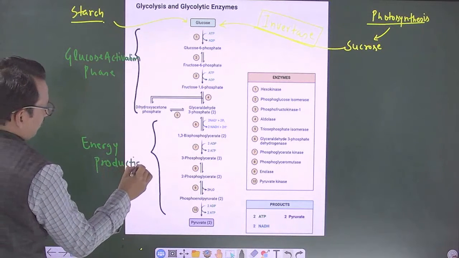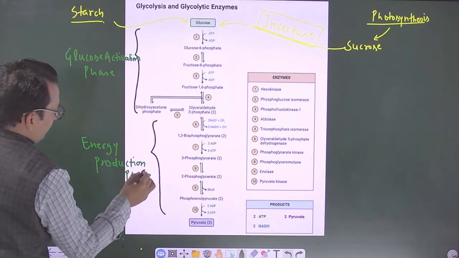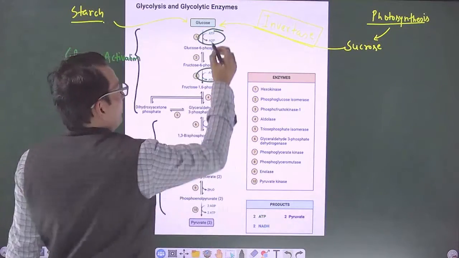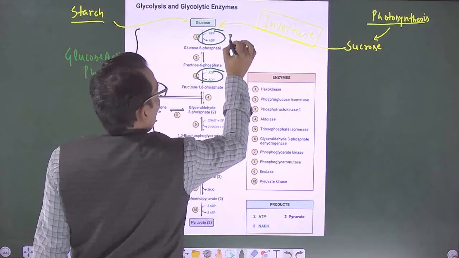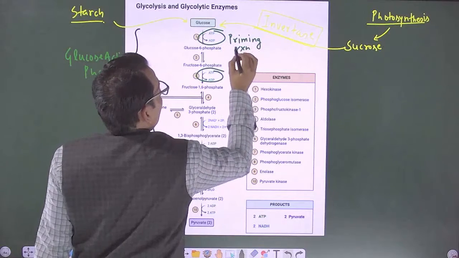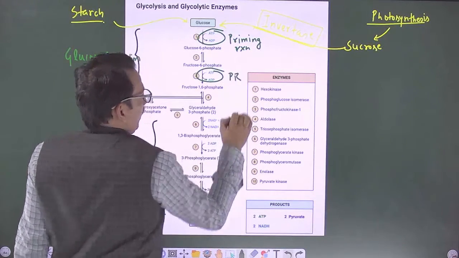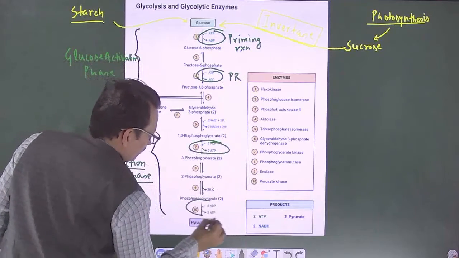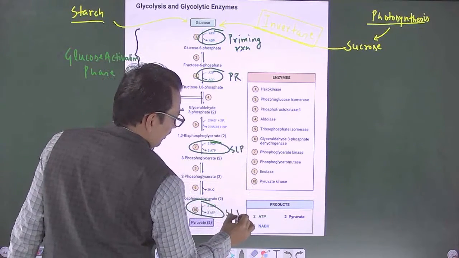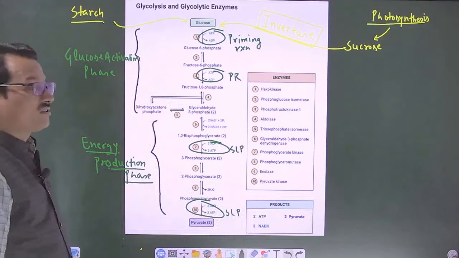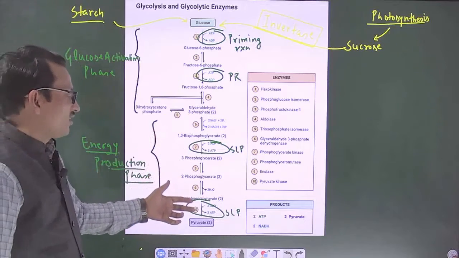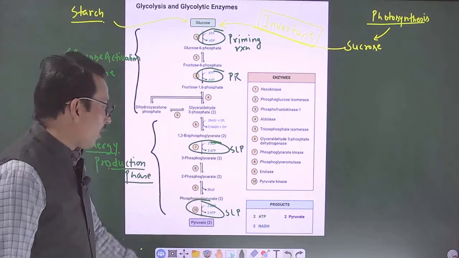These two phases exist because you spend energy in the first and third steps, which are called priming reactions. But in step number 7 and 10, where energy gets produced, they are called substrate level phosphorylation, in short SLPs. Okay, students, there are two places, 1 and 3, where priming takes place, and two places, 7 and 10, where SLP takes place.